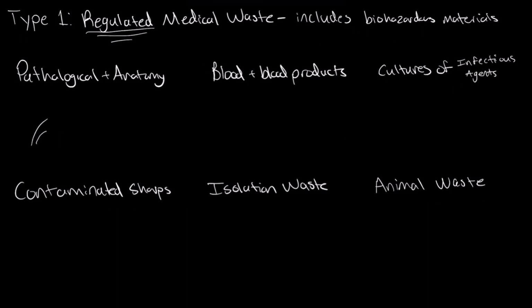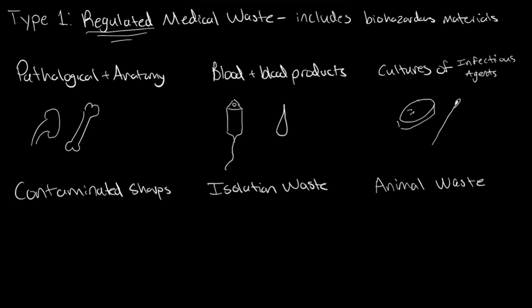All right, so there's several types of medical waste, and the first type we're going to go over is regulated medical waste. This includes biohazardous materials, so things like pathological anatomy, biopsies, pieces of anatomy, bones, things along that line, blood and blood products. That one's pretty self-explanatory. Cultures of infectious agents, so if they take a culture, things that have gone through labs, they're going to want to include that in this category. Contaminated sharps. Although sharps are disposed of differently than a lot of these other categories, contaminated sharps is technically classified as a regulated medical waste, and you can see why it would need to be regulated.